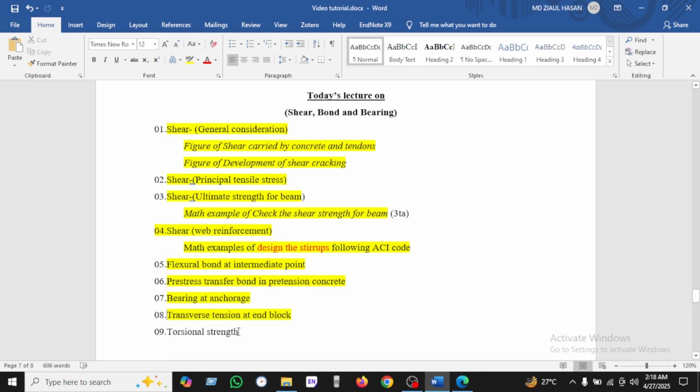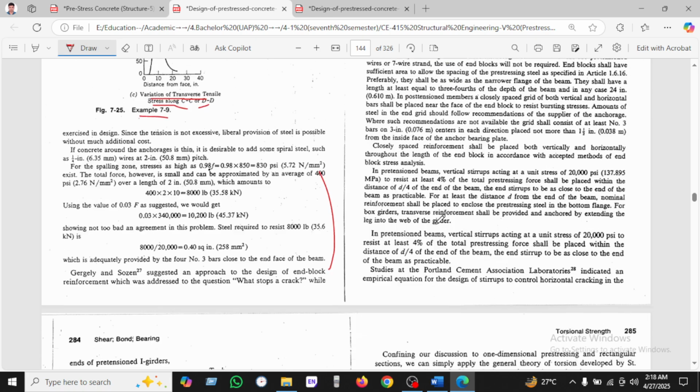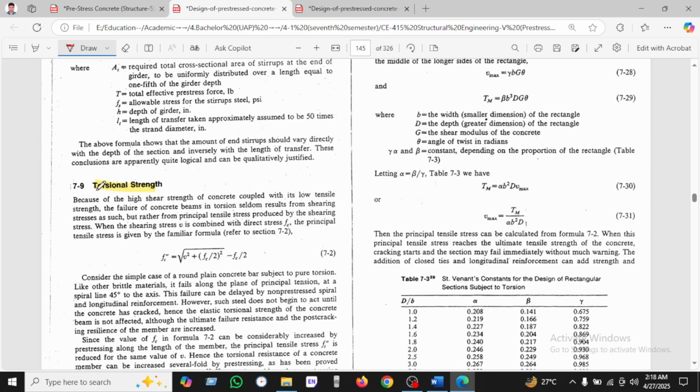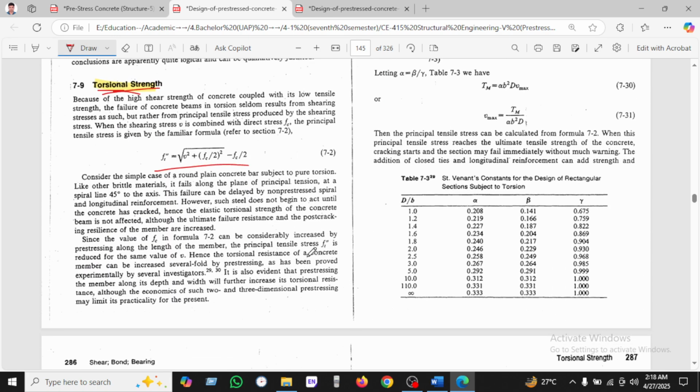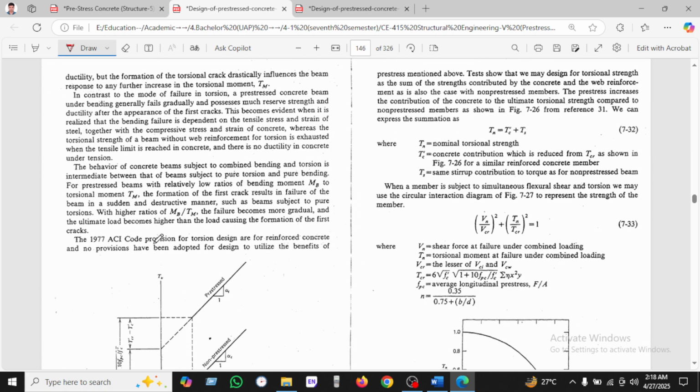These are the inlets. Sorry, this is the anchorage zone. This article is given here. This is the last one, the torsional strength. The formula is given here. If you are interested, you can take a look.